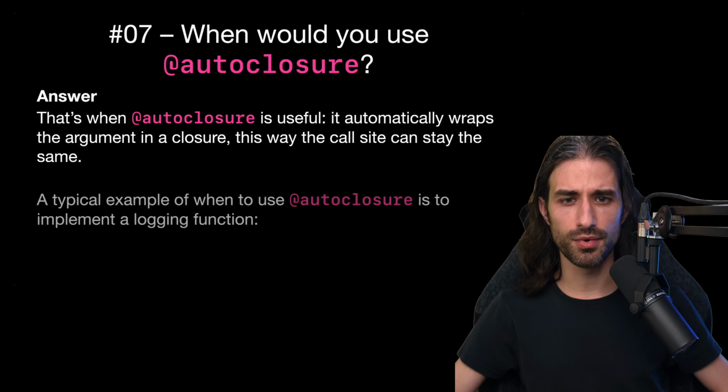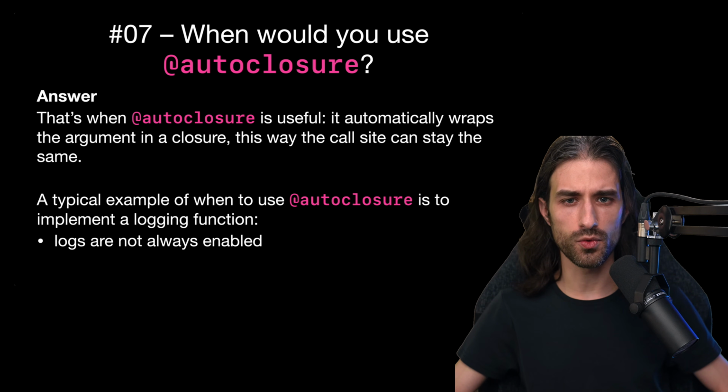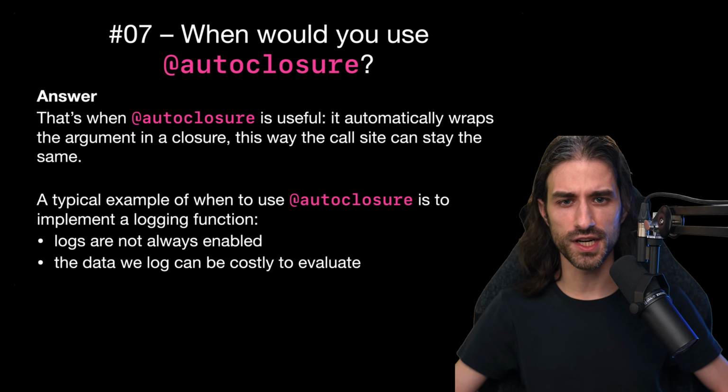A typical example of when @AutoClosure can be useful is if we want to implement a logging function, because logs are not always enabled, or not all logging levels are always enabled, and the data we log can be costly to evaluate. Think, for instance, if we are dumping a big object hierarchy.